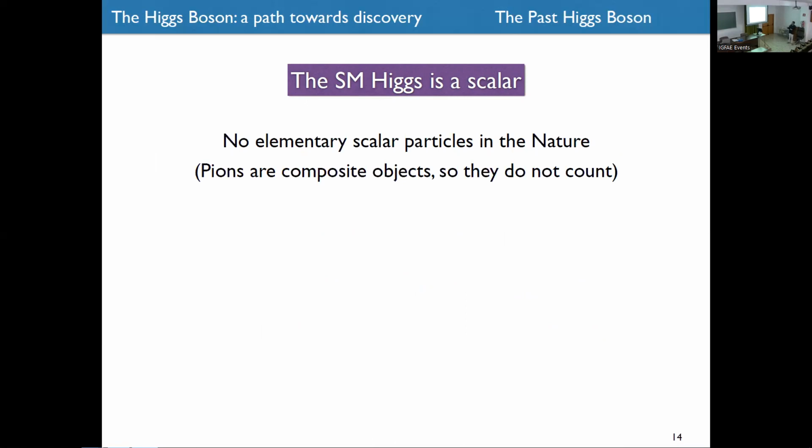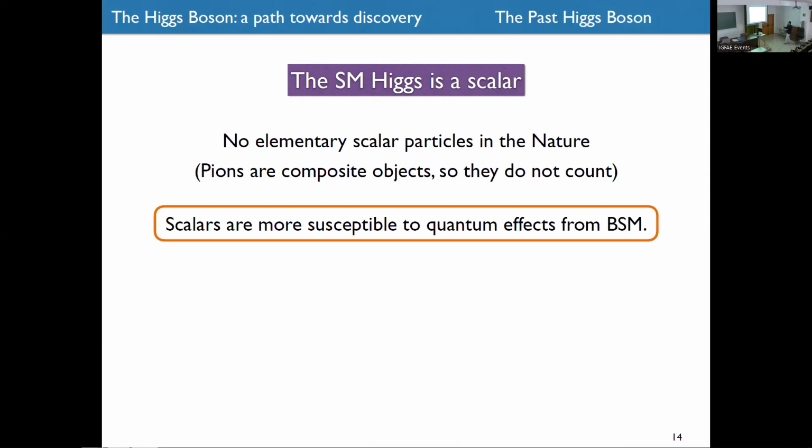So first, the problem with the standard model Higgs being a scalar. In nature, we do not have other elementary scalars apart from the Higgs. We have pions, but those are composite objects, so they don't count. So the Higgs already starts being a weird thing. It's the only scalar in particle physics at high energy. But this is not the only problem.